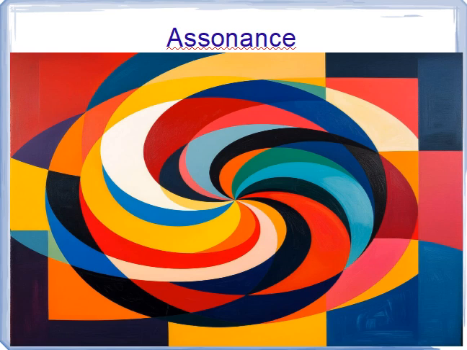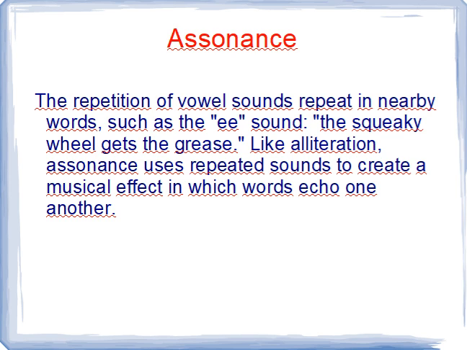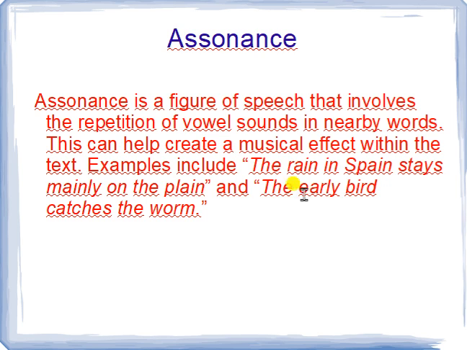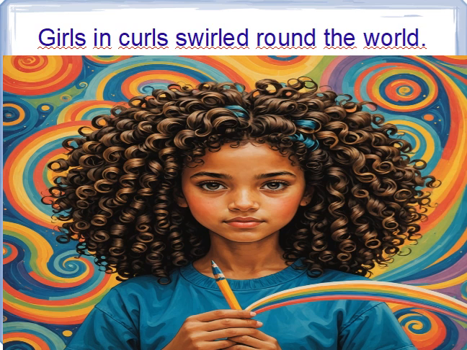So assonance is like alliteration, but this time it's vowel sounds. So, squeaky wheel, also to create a musical effect. The rain in Spain stays mainly in the plain. The early bird and worm. Repetition of A, E, I, O, and U is assonance. Girls in curls swirled around the world.